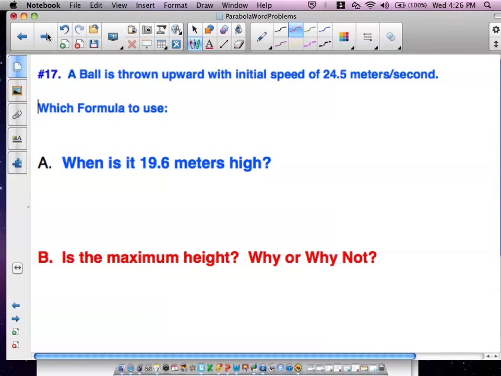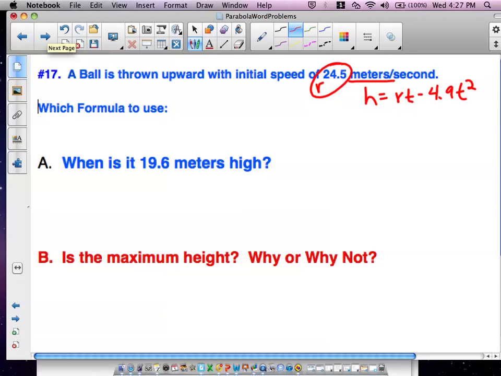A ball is thrown upward with an initial speed of 24.5 meters per second. So the first thing to do when you read the problem is figure out which formula you're using. This is a meters problem telling me that I need to use this particular formula, because this is the formula for measurement in meters. And I'll be replacing parts of the formula. The rate is always given, so this object is traveling at a rate of 24.5 meters per second.